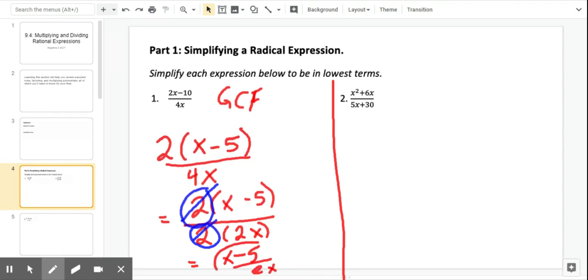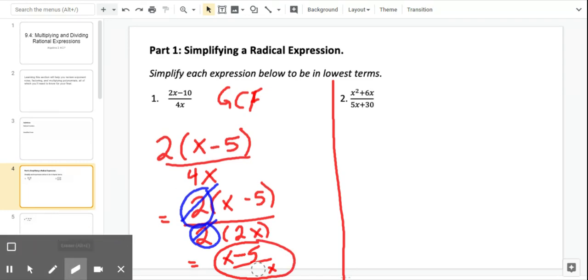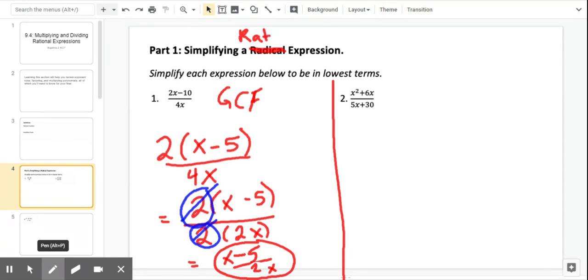So that's the idea here. Let's make that 2 actually look like a 2. The idea is you want to take out a common factor in the numerator and denominator, and then cancel them out. Whatever you're left with is your simplified rational expression. Hang on a second, why does it say radical? That's not right. Rational. Sorry about that.